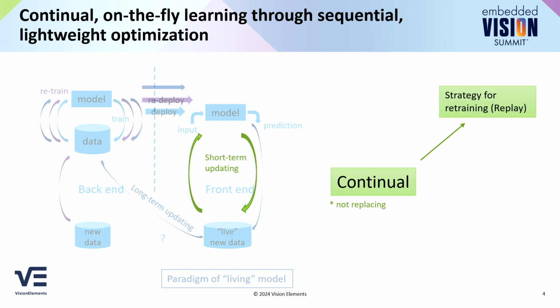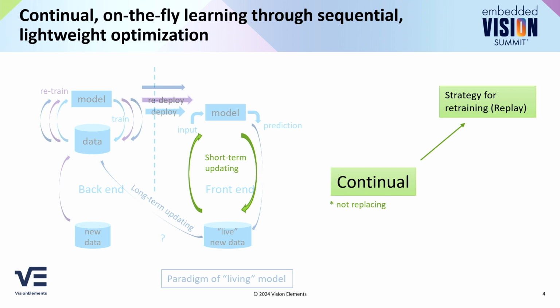And continual learning looks at doing that in a shorter term updating, so probably at the front end, with just updating the model without going through the whole cycle of the slower and the heavier with resources.